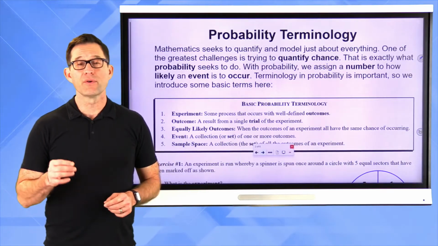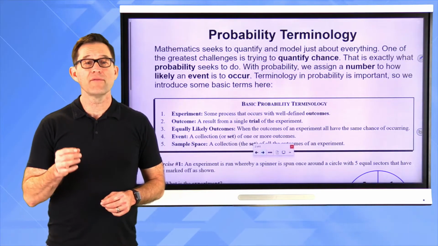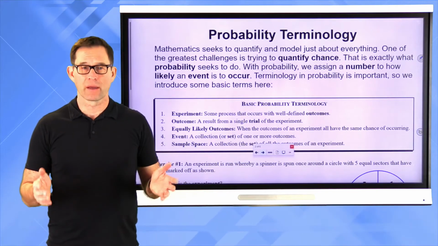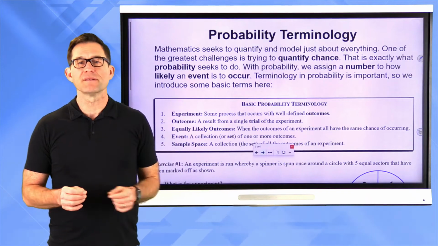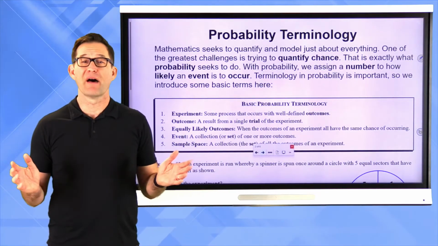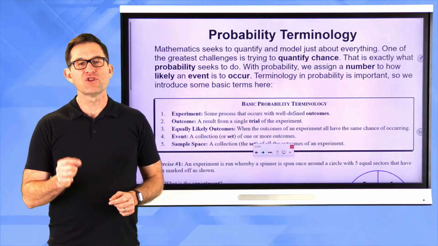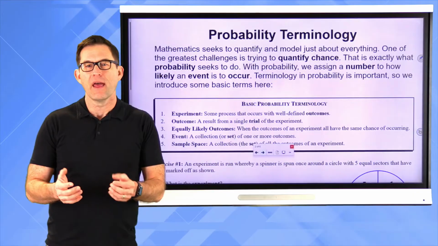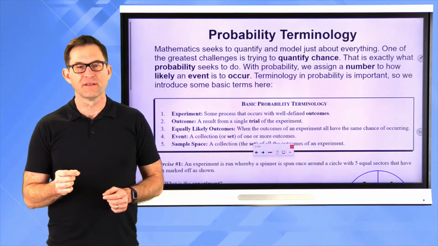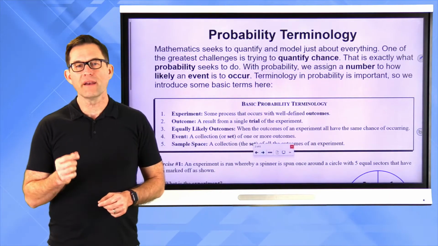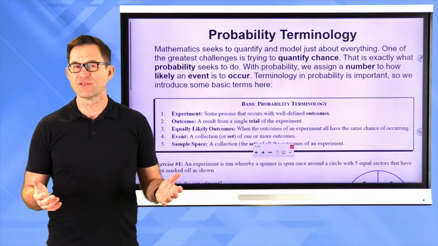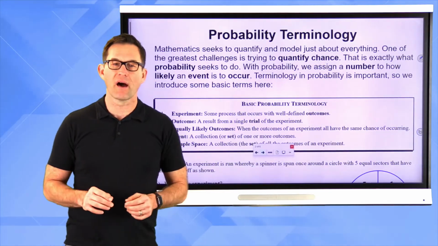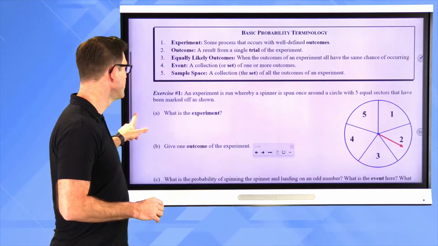Now today we're going to introduce you or remind you of a lot of important terminology that goes along with probability. But let's begin by just talking about probability a bit. Mathematics seeks to quantify and model just about everything. Now, one of the greatest challenges is trying to quantify chance, like uncertainty. That is exactly what probability seeks to do. With probability, we assign a number to how likely an event is to occur. Terminology in probability is important, so we introduce some basic items here. Let's get right into them.